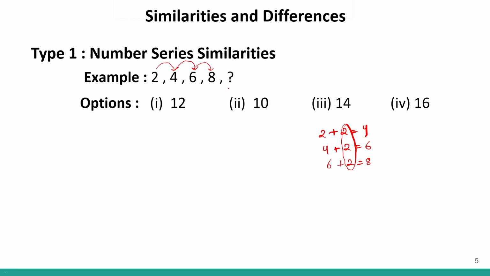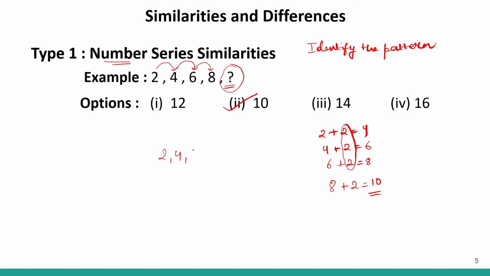So to continue with this series, we'll follow the same pattern. If I add 2 to 8, I'll get 10. So my answer will be option number 2, 10. So this is how you solve number series similarities. Basically, identify the similar logic, identify the pattern, and then use the same pattern, same logic to continue with the series. This is number series similarities. In this particular question, we have a missing element over here. Sometimes we can get something like this.